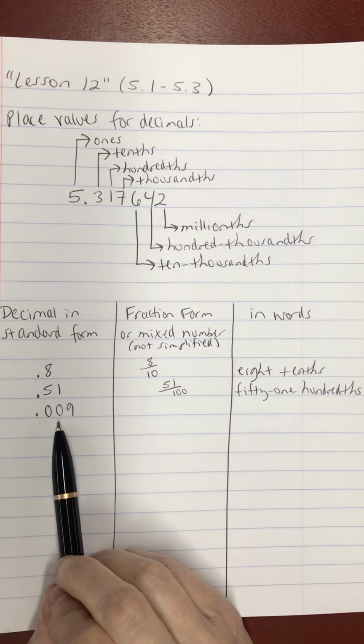So the directions will look something like this. Write each decimal as a fraction. Write each decimal as a fraction or mixed number. Okay, that's possible. Or mixed number. Oh, let me move it this way a little bit. Okay. In simplest form.